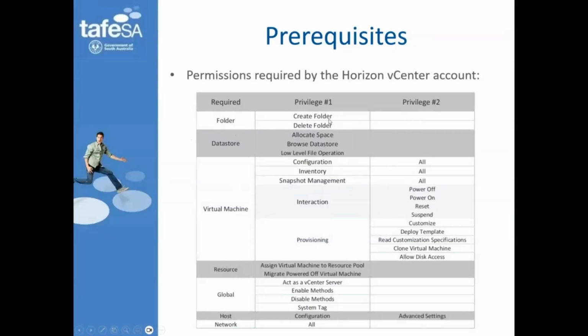For folders, it needs to be able to create folders and delete folders. For the data store, allocate space, browse the data store, and low-level file operations. For virtual machines, we need to do everything for configuration, everything for the inventory, everything for snapshot management and interaction. We need to do pretty much everything. This is the minimum, but in our worksheet we've put everything so that we don't have any problems with it.